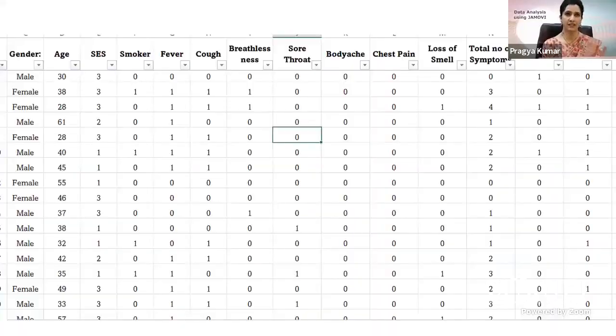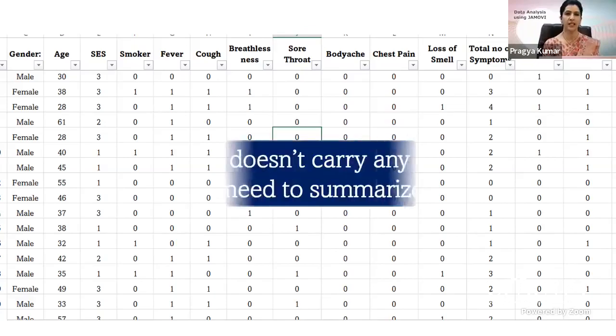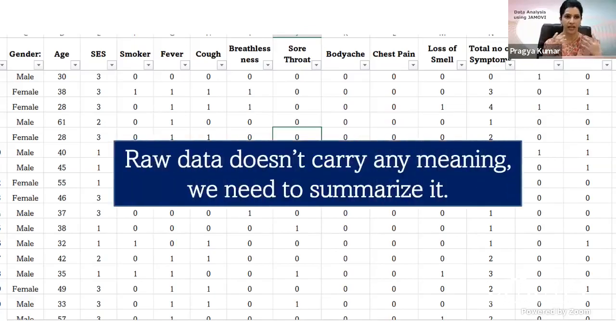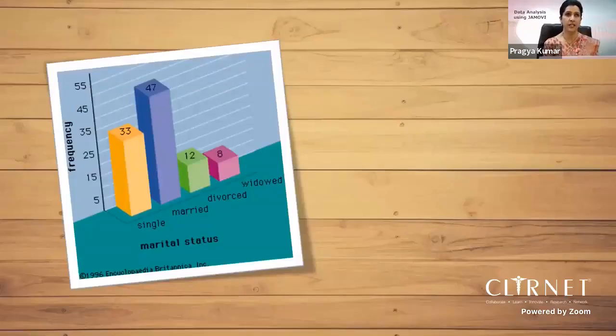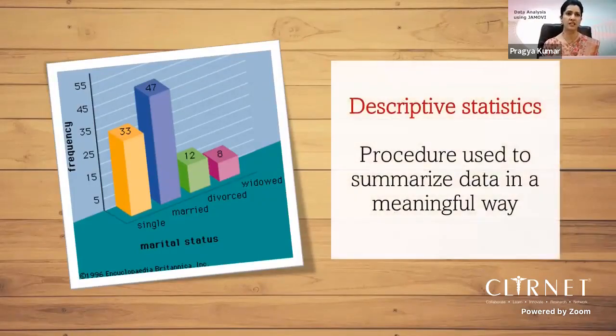So this is the data, and we all collect data, whether it is in an MD thesis, or a PhD thesis, or we are doing a short project. But unless and until we make some information out of it so that the interpretation is easy, this raw data does not carry any meaning. So we need to summarize it. Now, how to summarize the data? The first and very important thing is descriptive statistics. So I'll give a short overview of descriptive statistics.